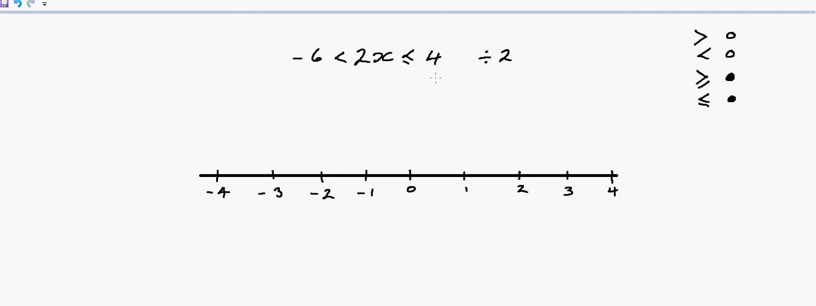Okay. So -6 divided by 2 is -3. The signs stay the same. 2x becomes x. Signs stay the same. 4 divided by 2 is 2. Now you would just put your points on at -3 and 2. You would use an empty circle for -3 and a full circle for 2.